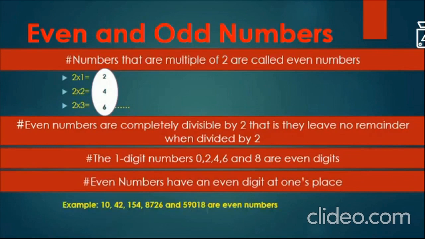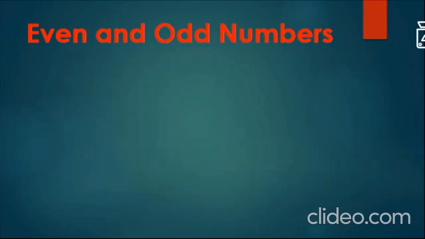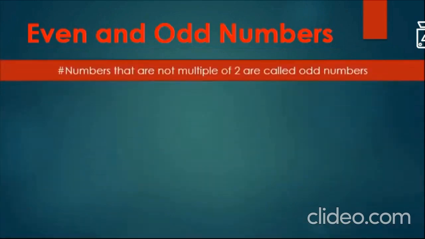For example, 10. Here 0 is in ones place, so it is an even number. 42, 2 is in ones place, so it is an even number. 154, 4 is there. 8726, 6 is in ones place. And last, 8 is in ones place. So these all numbers are even numbers. That means when the number has 0, 2, 4, 6 or 8, these even digits in their ones place, the number is an even number.